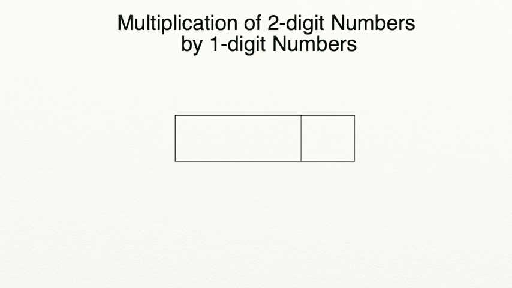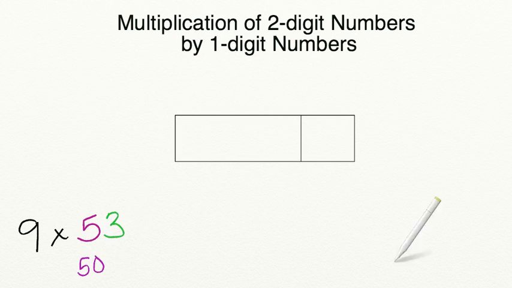Let's begin our multiplication today using the area model. We are going to be multiplying 9 times 53. Now I'm writing 53 in two different colors because we're actually going to be using expanded notation. So we're going to expand 53 into 50 plus 3, because we have 5 tens plus 3 ones. Now we're doing this so that we can break this apart into our area model.